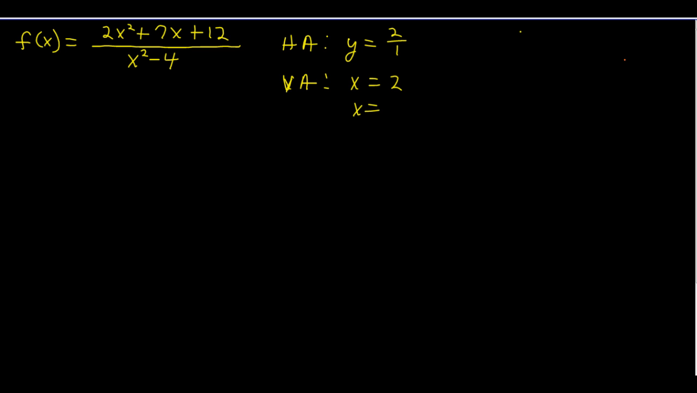No, that 2 squared will be 4. 4 times 2 is 8 minus 14, which is going to be a negative 6, plus 12 is still going to be a positive number. So I have 2 vertical asymptotes there. 1 horizontal, 2 vertical.